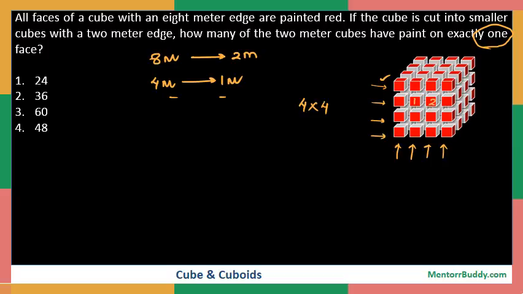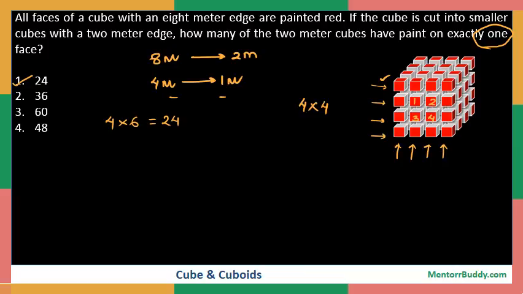1, 2, 3 and 4. So these 4 cubes available in the middle portion of the face have one face painted. And thus there are 4 cubes on the face which have one face painted. Because we know there are 6 identical faces on the cube, we get 24 cubes having exactly one face painted, and hence your answer to this question becomes option number 1.